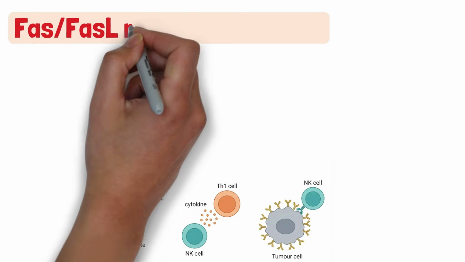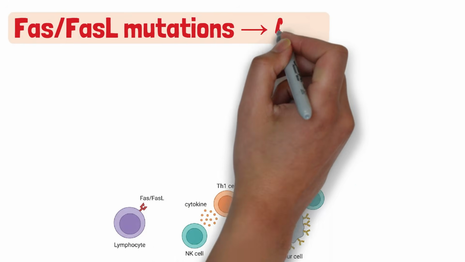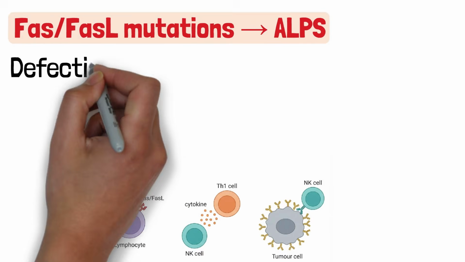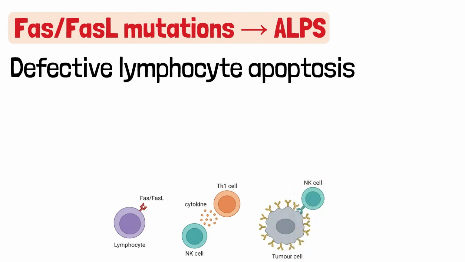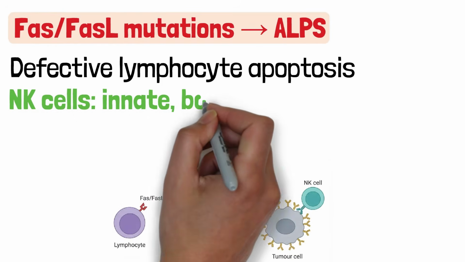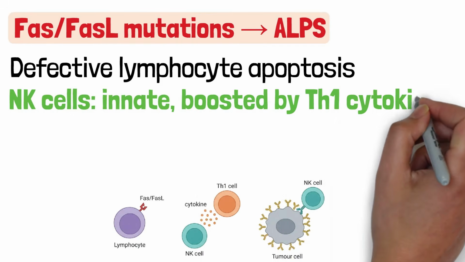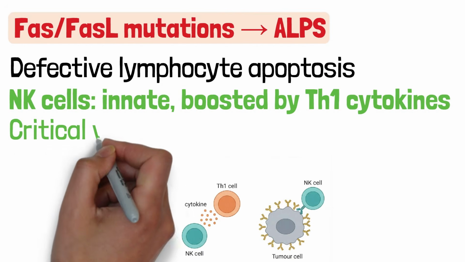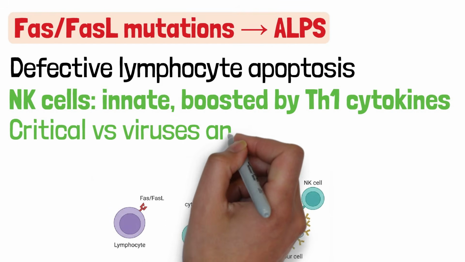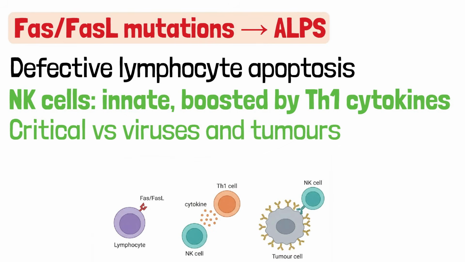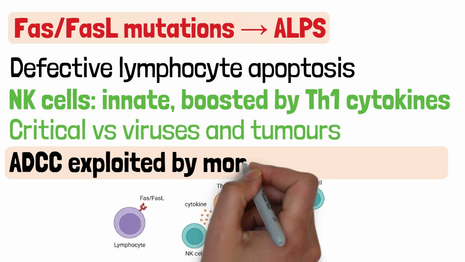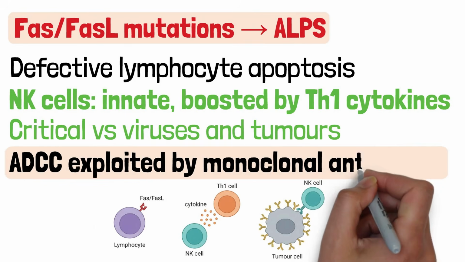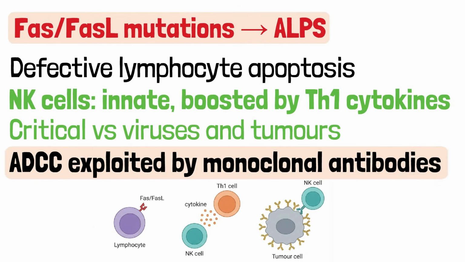Fourth, FAS or FasL mutations cause autoimmune lymphoproliferative syndrome, or ALPS, because lymphocytes can no longer undergo apoptosis properly. Fifth, remember that NK cells belong to the innate response, but their activity gets enhanced by Th1 cytokines, which is why they're such a critical early defense against viruses and tumors. And finally, ADCC is exploited therapeutically. Monoclonal antibodies like rituximab and trastuzumab depend on Fc engagement for part of their effect.